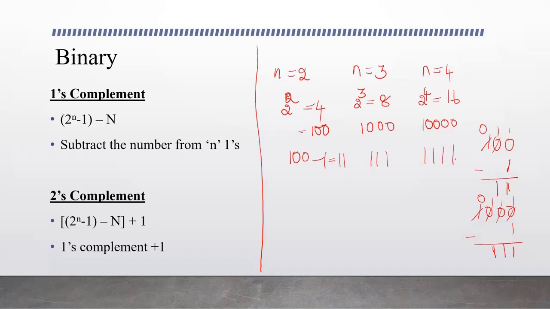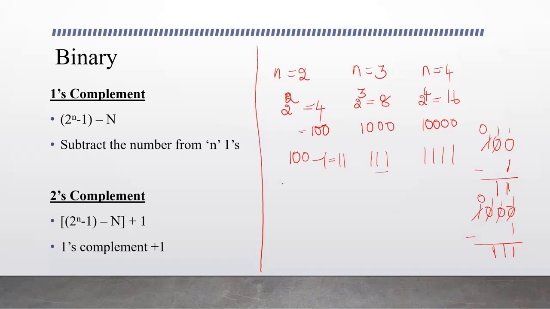So in simple terms we say that to find the 1's complement of any binary number, subtract the number from n ones. If the number of digits are 2, subtract the binary number from 2 ones. If the number of digits are 3, subtract it from 3 ones. And if the number of digits are 4, subtract it from 4 ones.